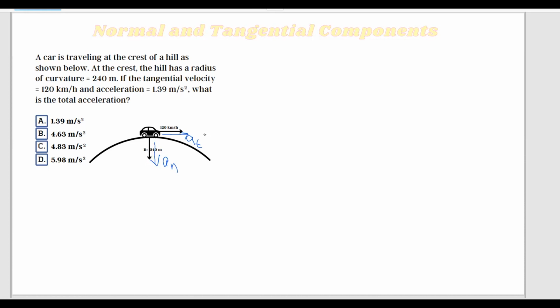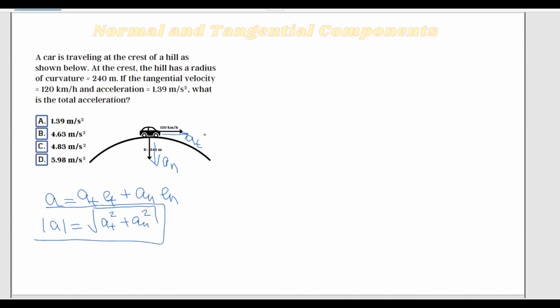And the formula says that the acceleration vector is going to be equal to AT ET plus AN EN. And this means that if we have to calculate the magnitude of this vector, we're going to have the square root of AT squared plus AN squared. So this is what we have to calculate, the total acceleration.